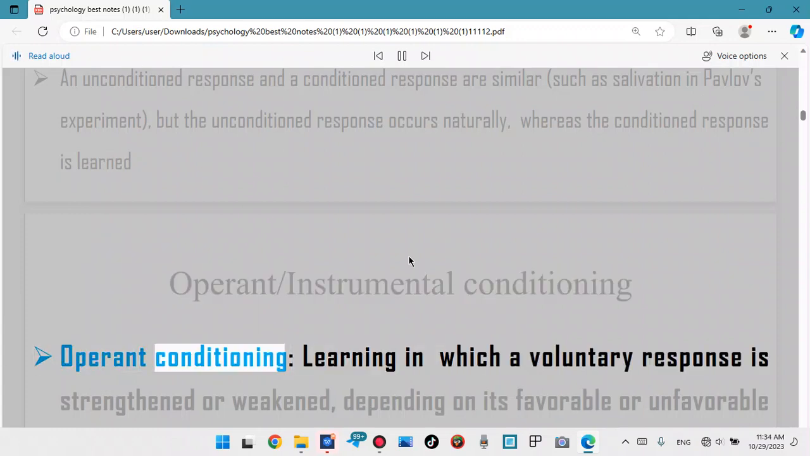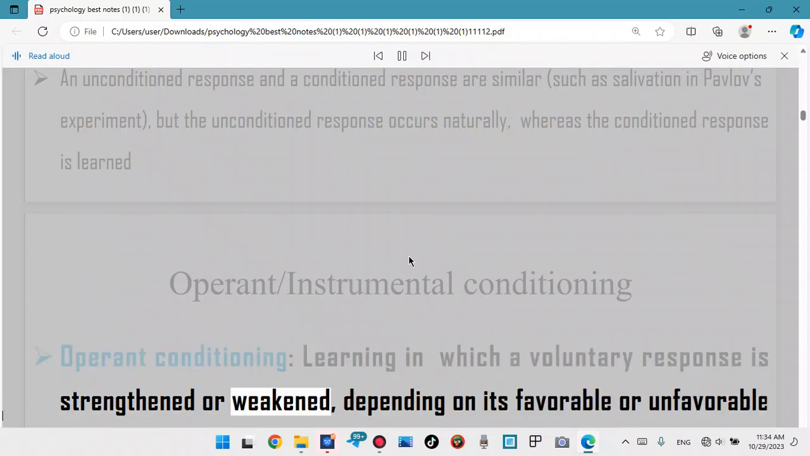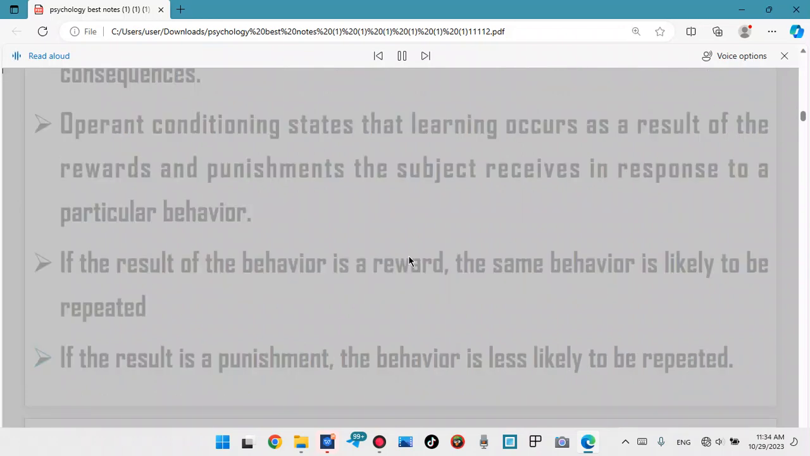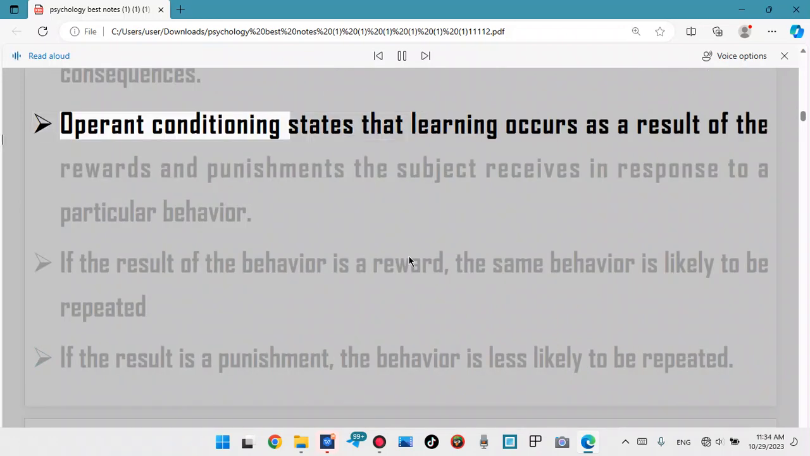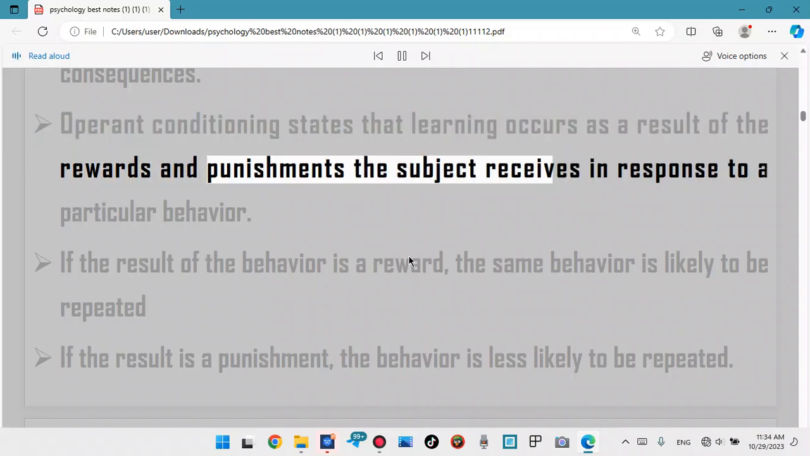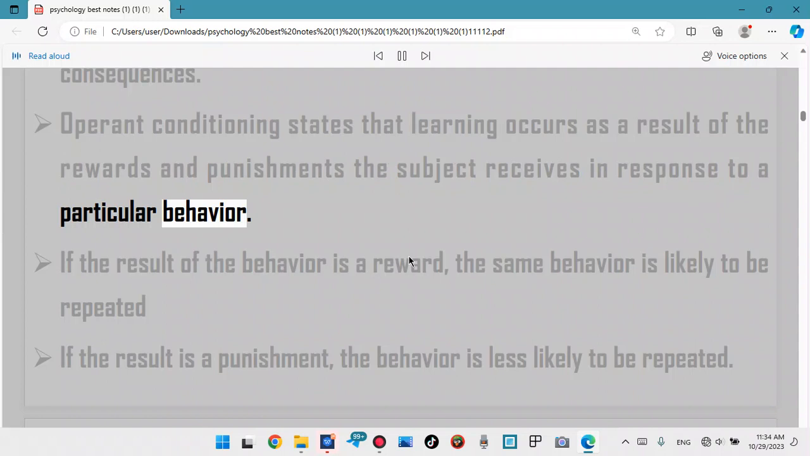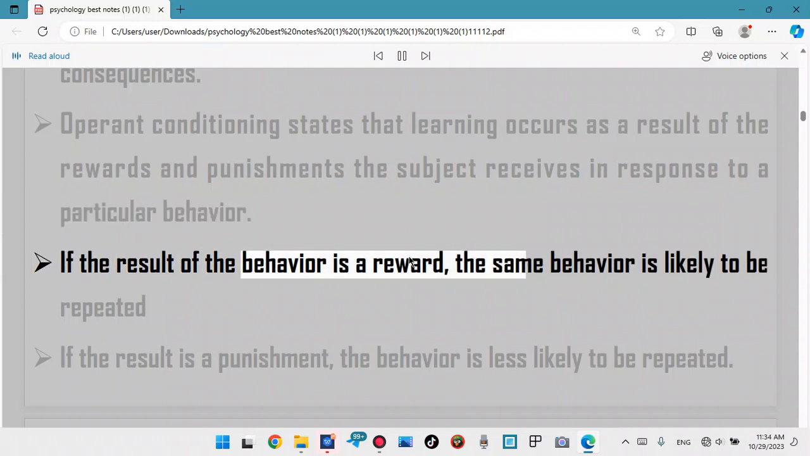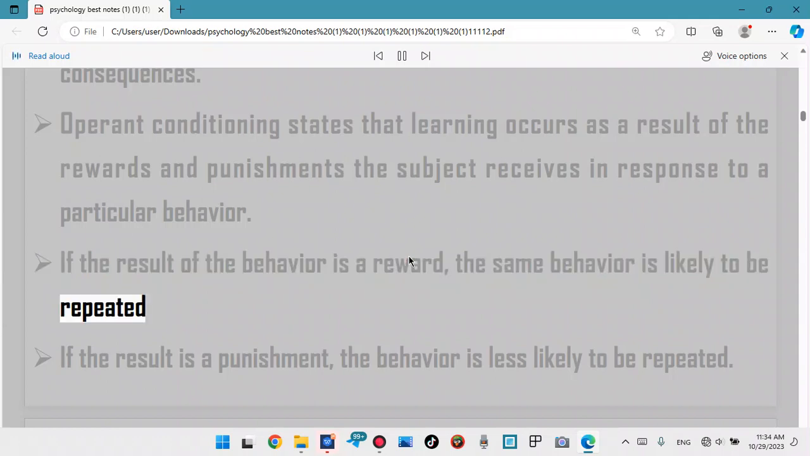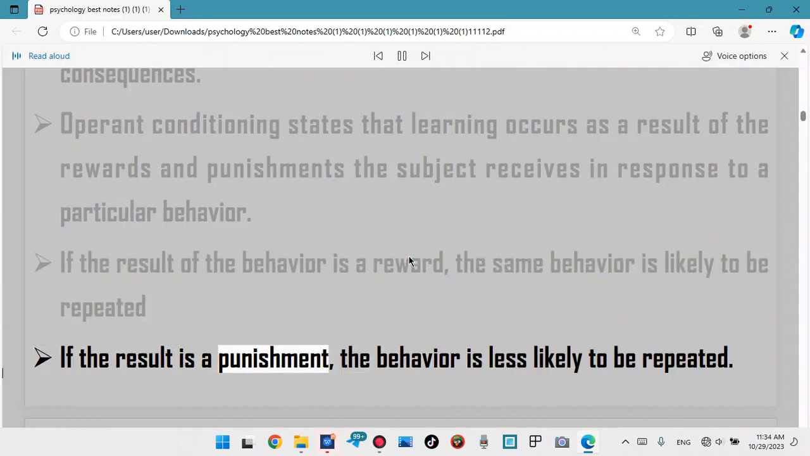Operant conditioning: learning in which a voluntary response is strengthened or weakened, depending on its favorable or unfavorable consequences. Operant conditioning states that learning occurs as a result of the rewards and punishments the subject receives in response to a particular behavior. If the result of the behavior is a reward, the same behavior is likely to be repeated. If the result is a punishment, the behavior is less likely to be repeated.